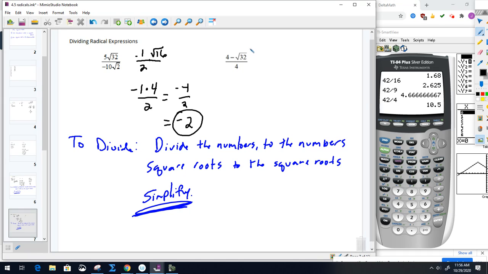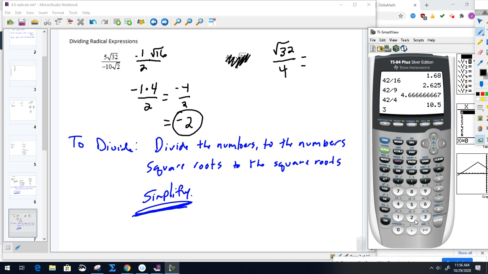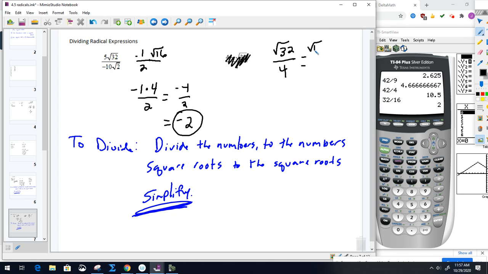Okay, now this problem right here is a little bit different. I actually don't think I'm going to give you any like this. So what I want to look at is this. Let's scratch that out and just do this. Okay, so can I simplify this problem? Well, I can't divide 32 over 4, even though I know it equals 8, because this is underneath the square root. So what I want to do is see if I can simplify the square root of 32. Is 32 divisible by any perfect squares? 32 divided by 16. Yes, it is. So this could be written as the square root of 16 times the square root of 2 all over 4.